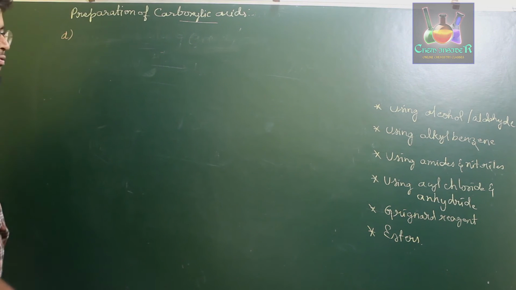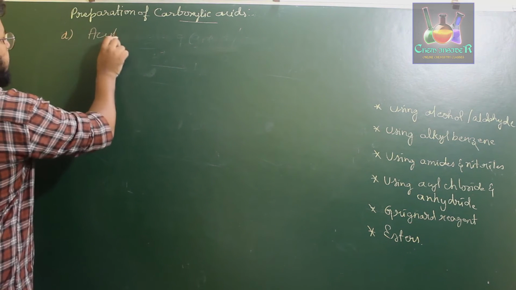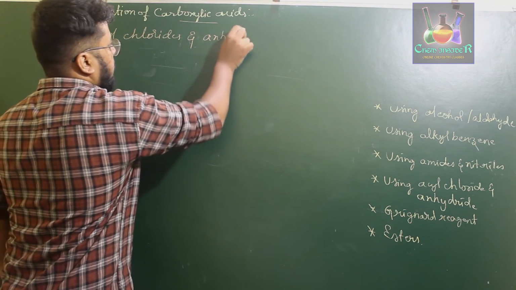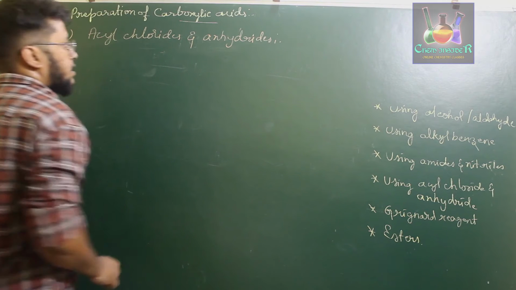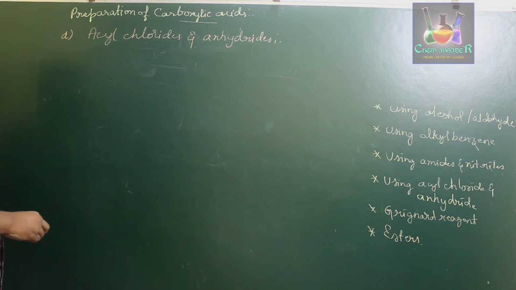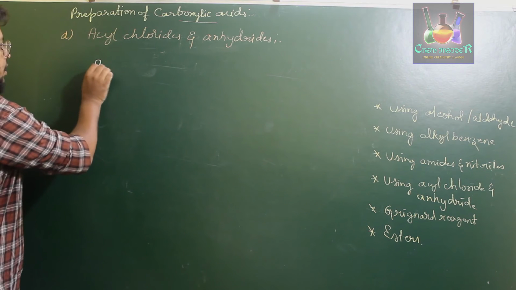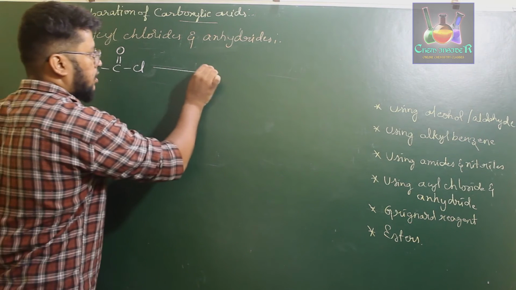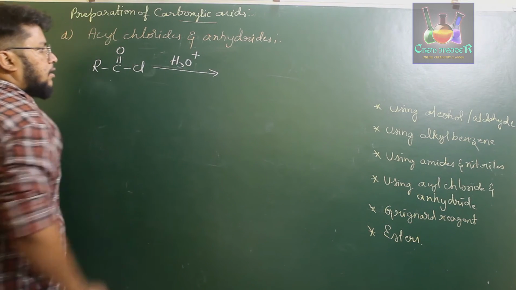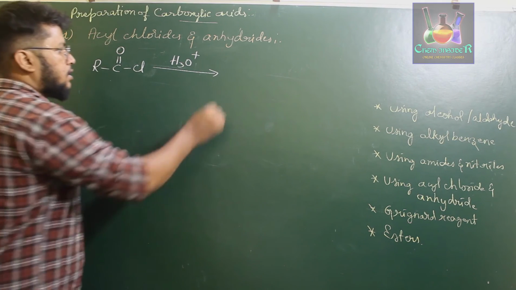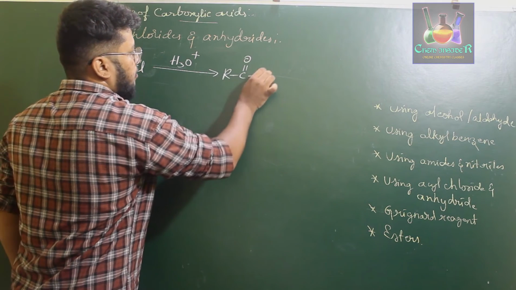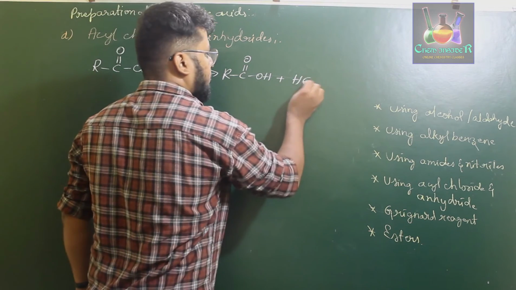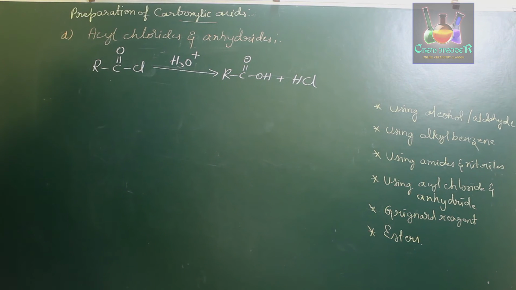Now, for the preparation of carboxylic acid using acyl chlorides and anhydrides. First, the acyl chlorides. Acyl chlorides are nothing but RC=O Cl. When you hydrolyze RCOCl with H3O+, they give us RCOOH and HX. In this case, this will be HCl. So this will be the simple reaction for the hydrolysis of acyl chloride.